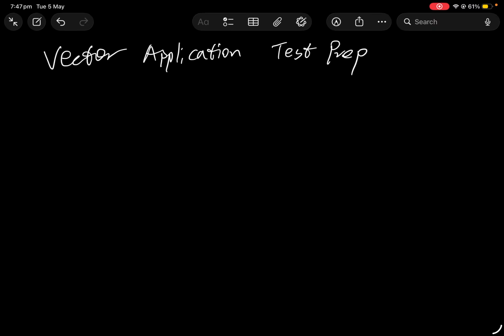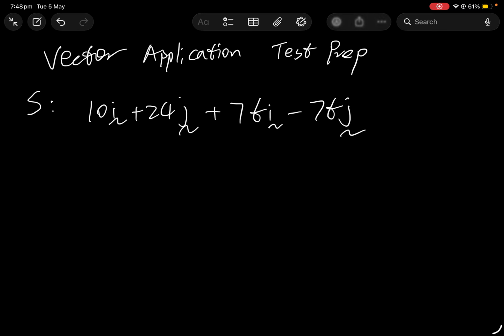A smuggler's vessel, ship S, is detected off coast. Its initial position, so S, the initial position is 10i plus 24j kilometers, and it is attempting to escape by traveling with a constant velocity v_S, so the velocity equals 7i take 7j kilometers per hour. So I can just write 7 times i, because it's velocity, take 7 times j.